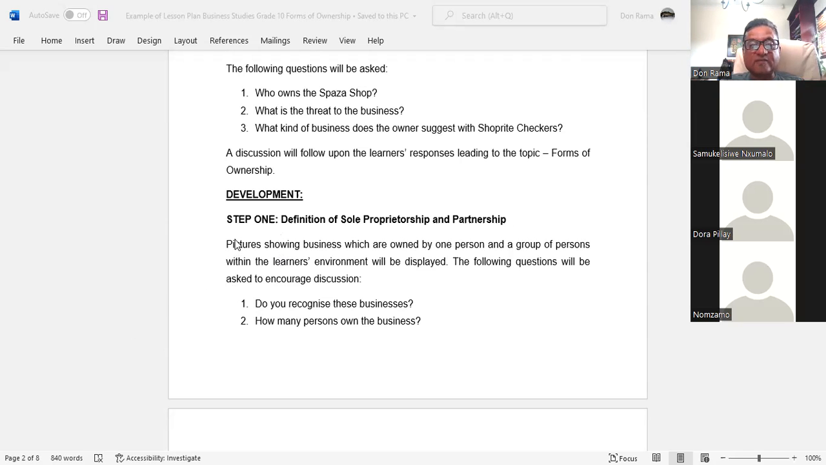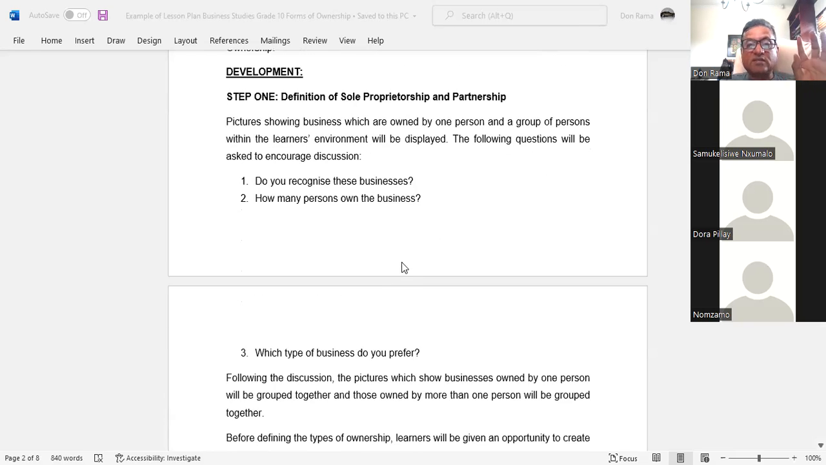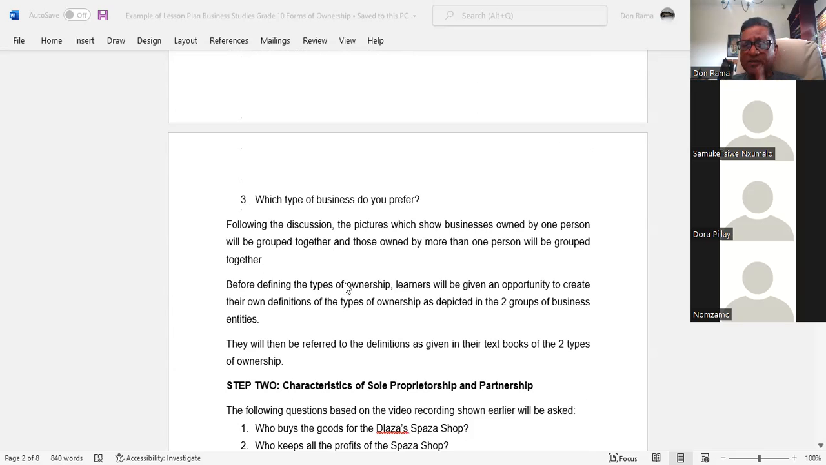So all I say here is pictures showing businesses which are owned by one person and a group of persons within the learner's environment will be displayed. The following questions will be asked to encourage discussion. So I list the questions. So you see, for this first step, I'm using a resource. I'm saying how I'm going to use a resource. I'm going to ask questions. I'm listing the questions. And I don't stop there.